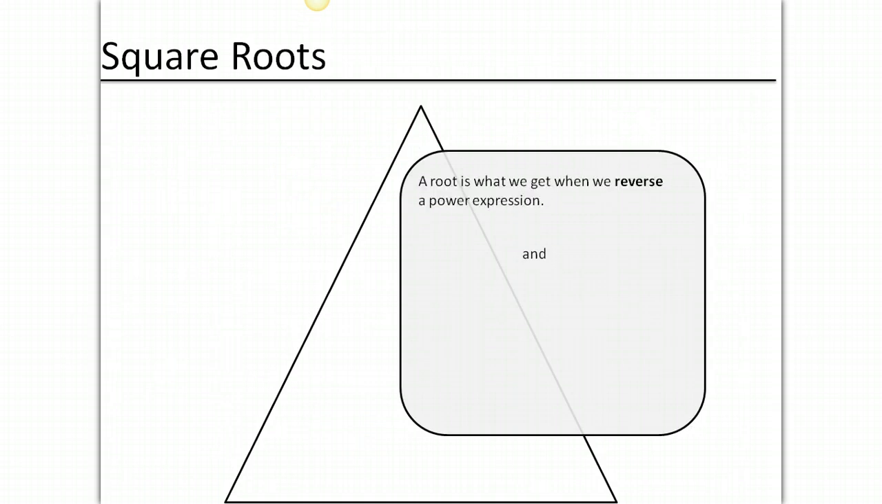So square roots, well, as we saw, a root is what we get when we reverse a power expression. It's the opposite operation. So 2 squared would be 2 times itself, which is 4, and the square root of 4 then will take us back to 2. It basically undoes the power operation.